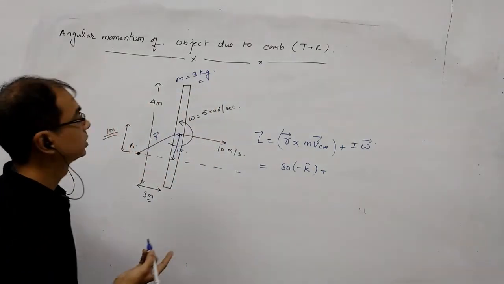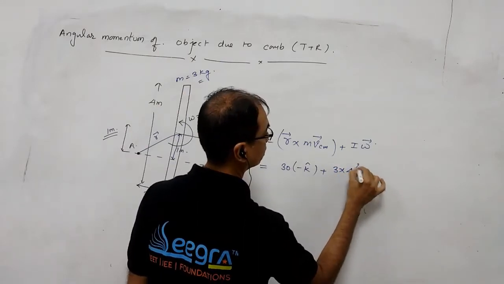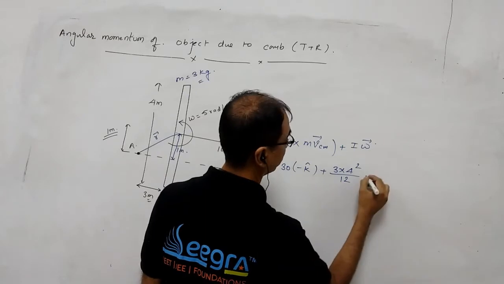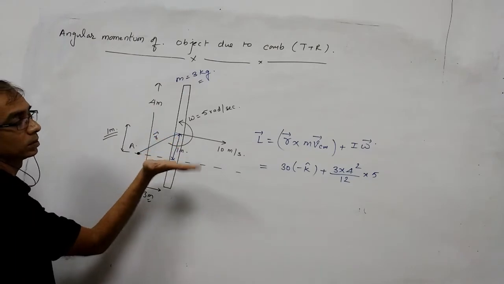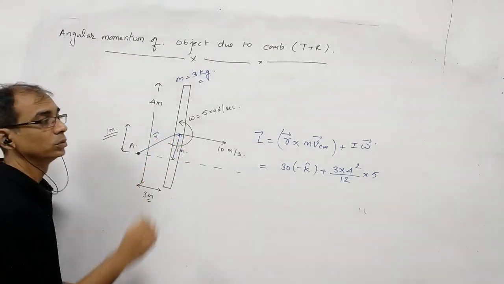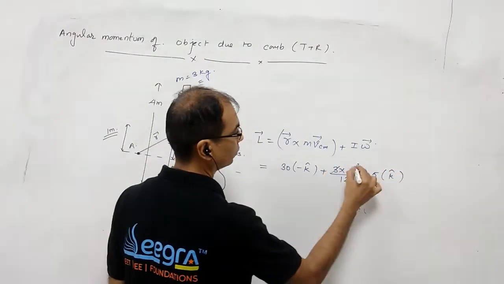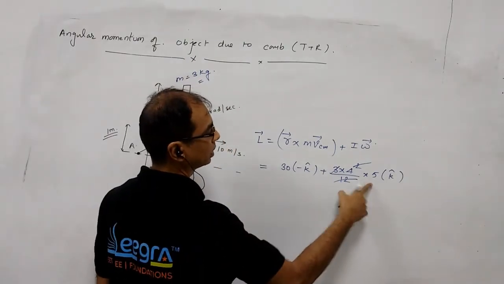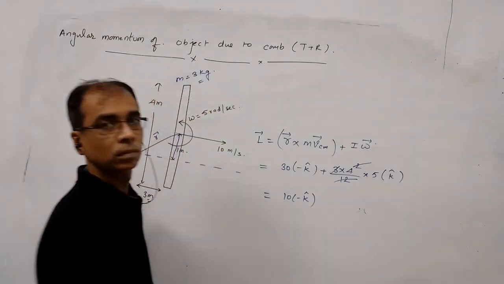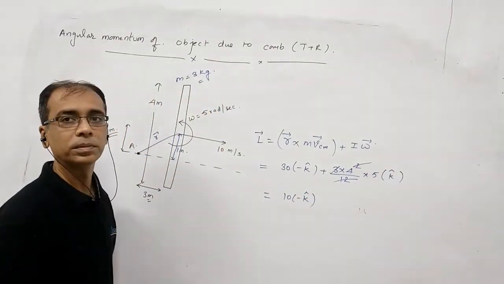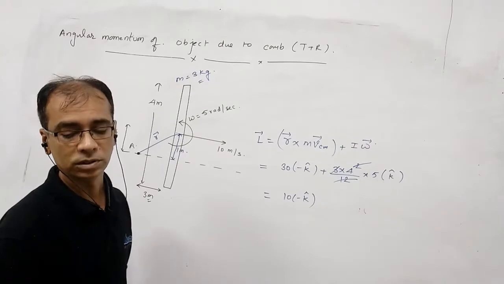What is I? ml square by 12 again. M is 3. L is 4, square by 12 into omega. Omega is 5. Now let's talk about direction here. Rotation is anti-clockwise. That means angular momentum is outside towards you. So that means K cap. 3 into 4, 12. So this is cancelled. This is 20. This is 30. The answer is 10 minus K cap. That's the angular momentum. Right? This is how angular momentum is written.